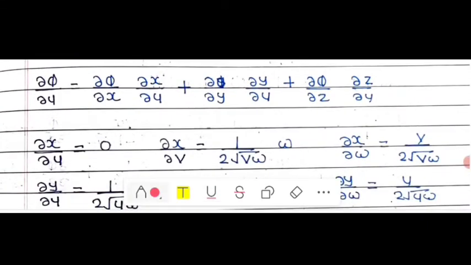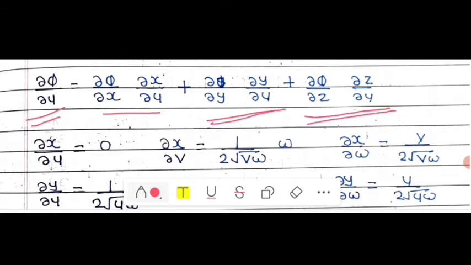So ∂phi/∂u is given by ∂phi/∂x into ∂x/∂u plus ∂phi/∂y into ∂y/∂u plus ∂phi/∂z into ∂z/∂u.